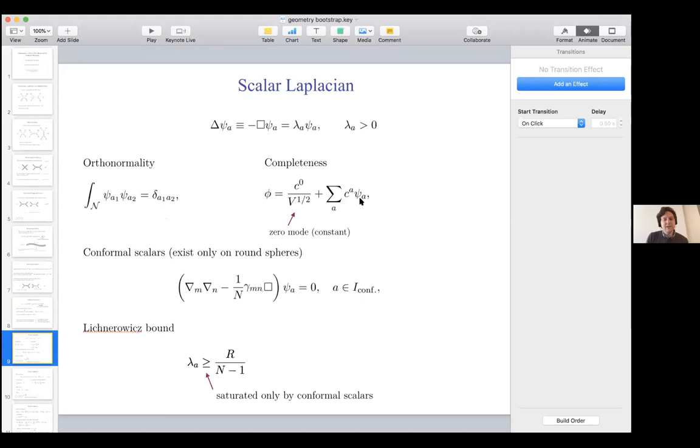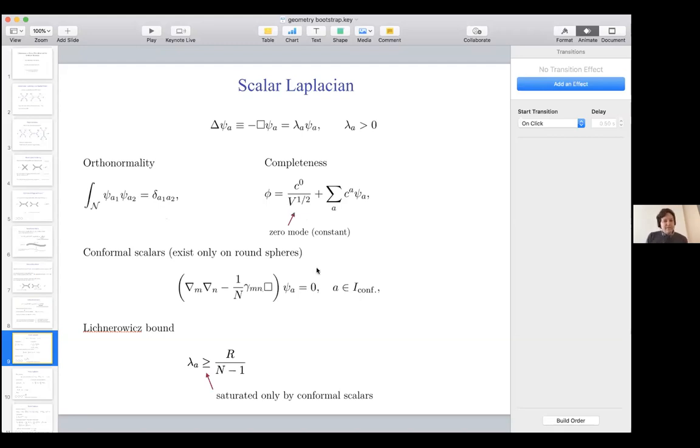And there's completeness. So any scalar function phi I can write as a linear combination of the eigenmodes and a zero mode. V here is just the volume of the internal manifold, which gives you this properly normalized zero mode.